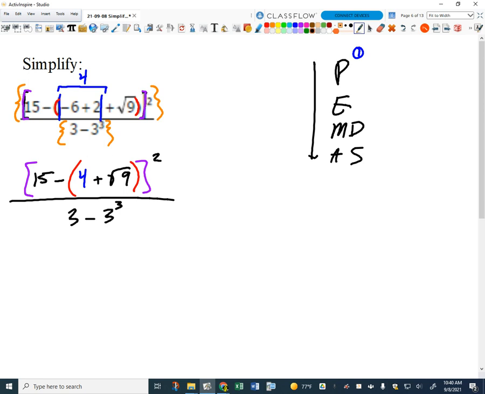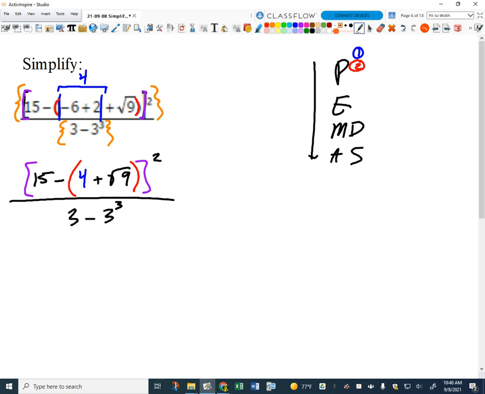Purple or red? Red. Okay, so we got to go red too, don't we? So next step would be red. So inside, we have to simplify everything inside the red parentheses. Okay, well, inside the red parentheses, I'm just going to follow regular order of operations.